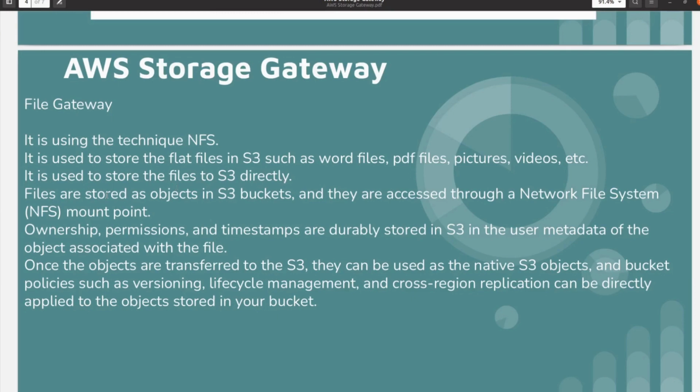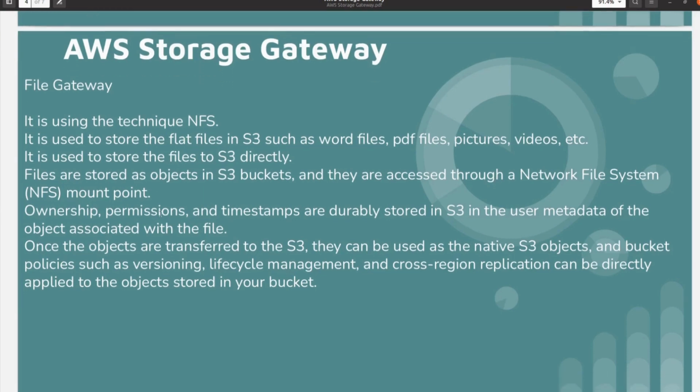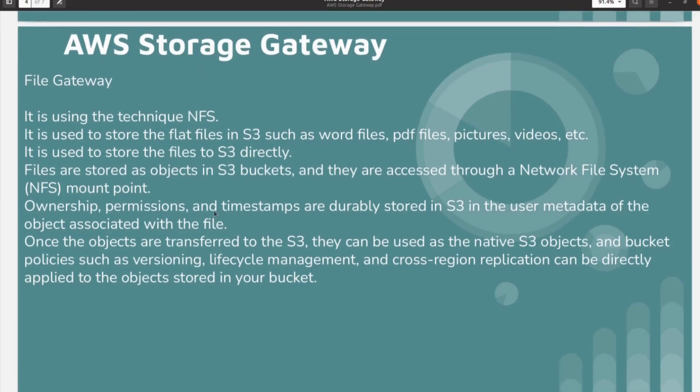So files are stored as objects. As we know, S3 is an object oriented file system, so a file will be stored as an object. They are accessed through a network file system, NFS. Mount file ownership, permissions and timestamps are durably stored in S3 in the user metadata of the object associated with the file.